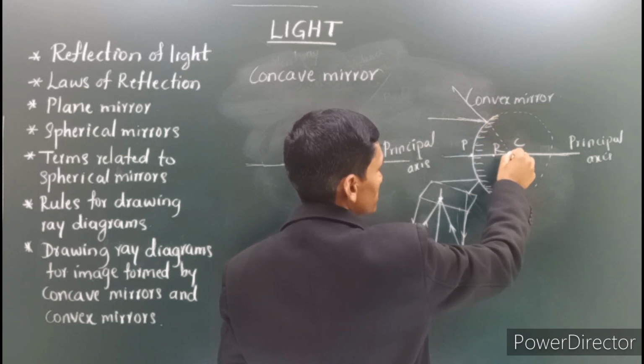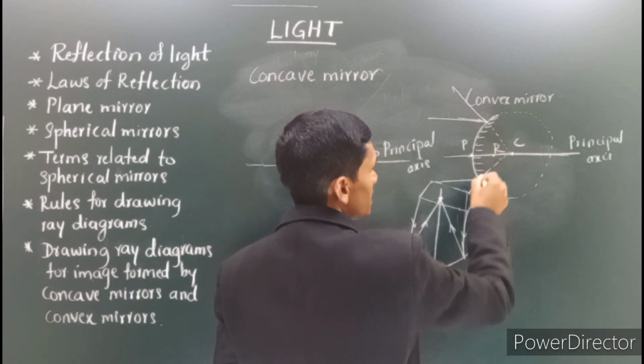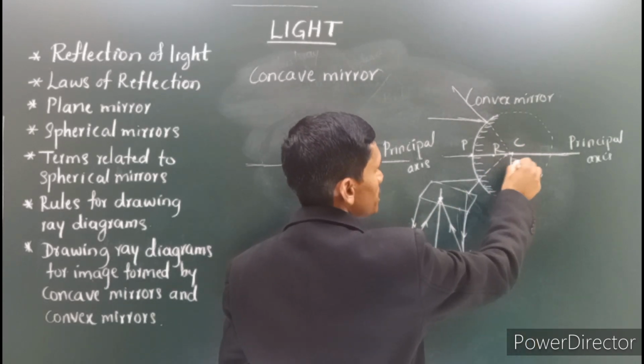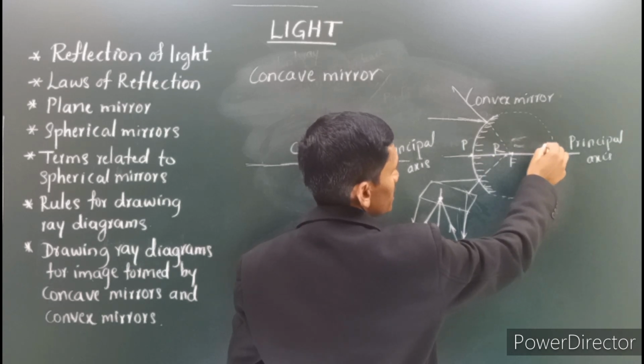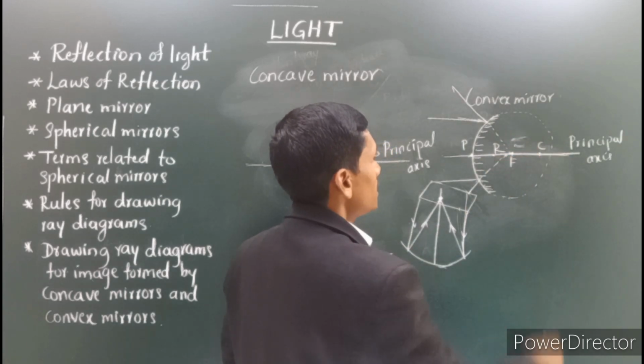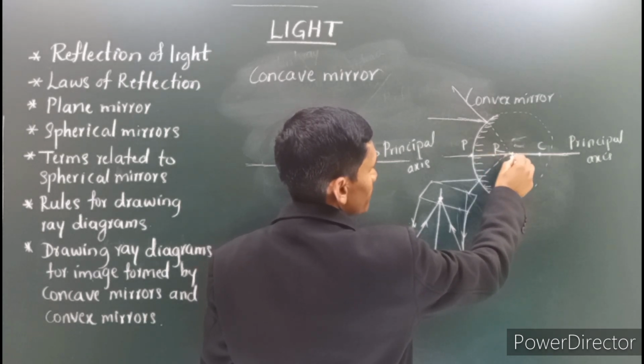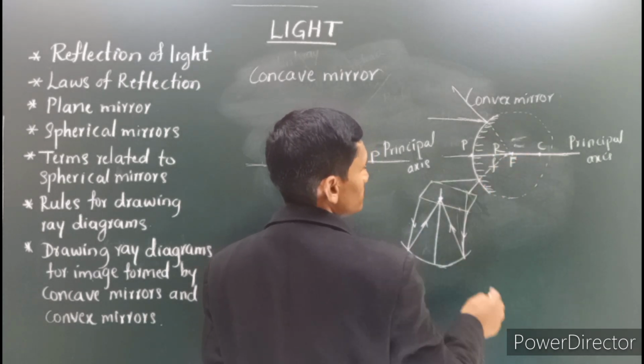This divergence is coming from a point on the principal axis. Again, this will be the principal focus. We'll shift this side, center of curvature. Now again, the distance between the pole of the mirror and the principal focus is called the focal length.